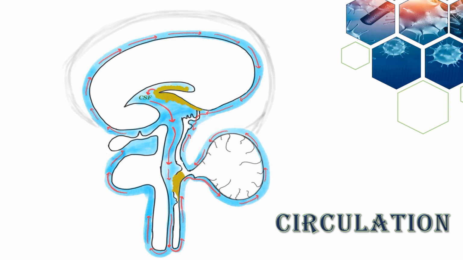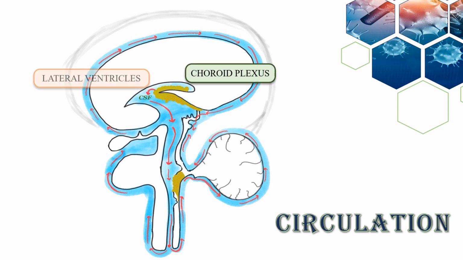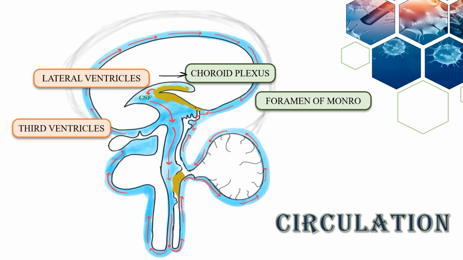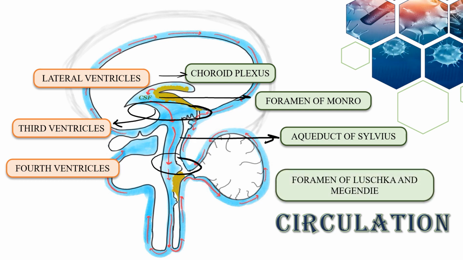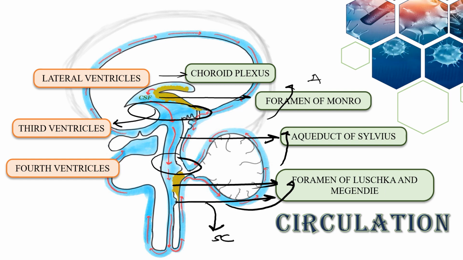Now, let us see where the CSF is formed and how it flows inside our brain. CSF is formed in the choroid plexus of the lateral ventricles. From here, it will flow to the third ventricle via the foramen of Monro. From the third ventricle, this CSF will now flow into the fourth ventricle via the aqueduct of Sylvius, and from the fourth ventricle, finally via the foramen of Luschka and foramen of Magendie, the CSF flows upwards into the subarachnoid space, into the cerebral hemispheres, and downwards into the subarachnoid space of the spinal cord. Finally, it gets absorbed into the dural venous sinuses by arachnoid villi.